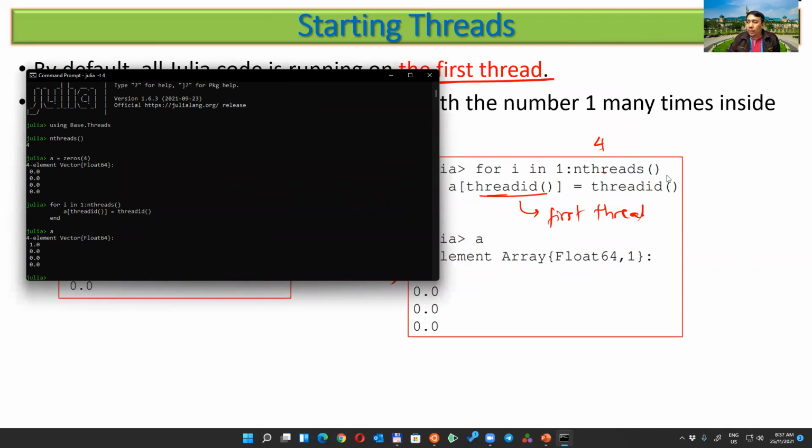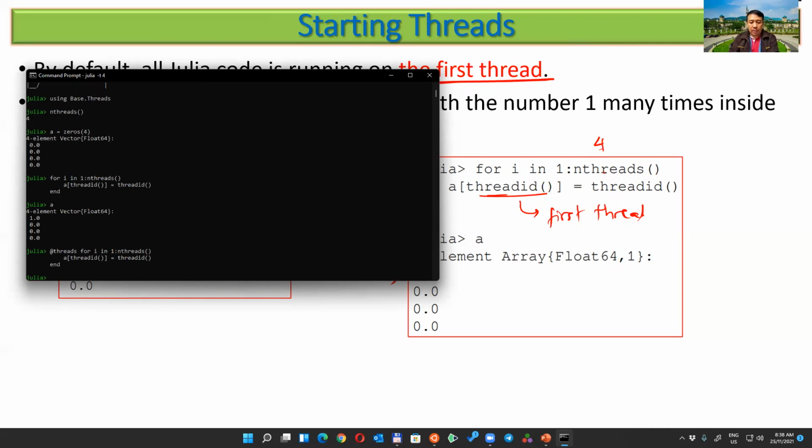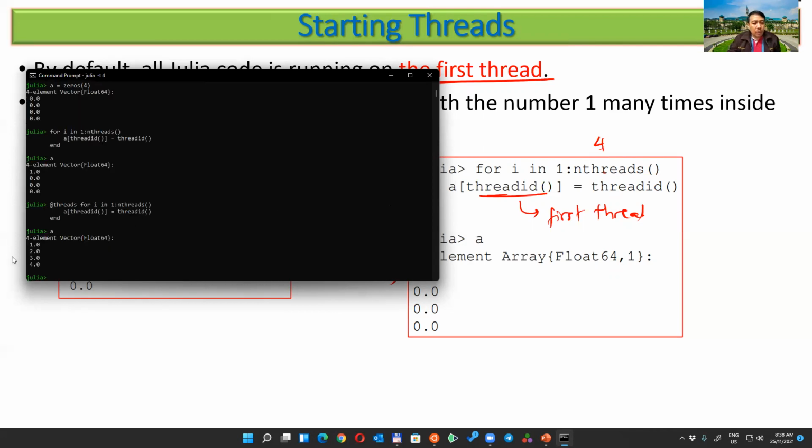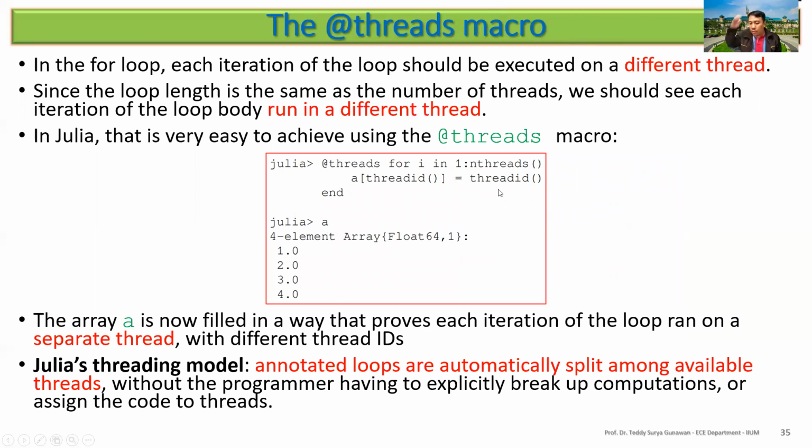Then how do we want to have it for all threads? We simply put Threads.@threads here, before the for loop. This is the threads macro. Like this, and see here now it becomes 1 2 3 4. This means that we are using all the threads here. For i equal to 1 to nthreads, you have a[1] equal to threadid number 1 and so on. It will distribute directly.